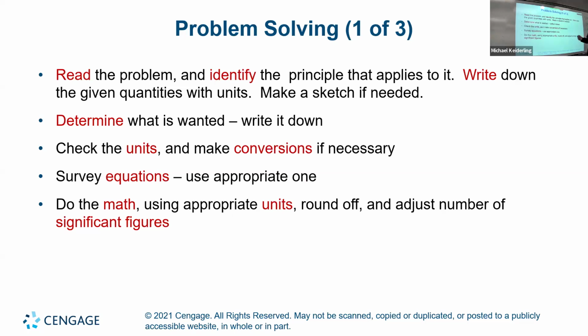So, the equations you could possibly use are: velocity is initial velocity plus acceleration times time. Position is initial position plus initial velocity times time plus 1/2 acceleration times time squared. And final velocity squared is initial velocity squared plus 2 times acceleration times change in position.